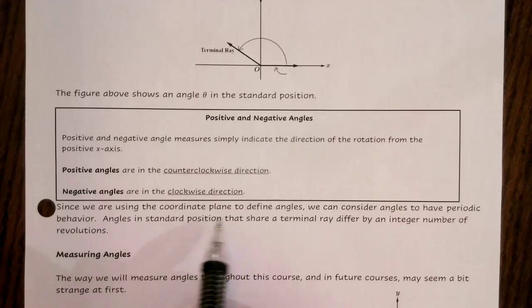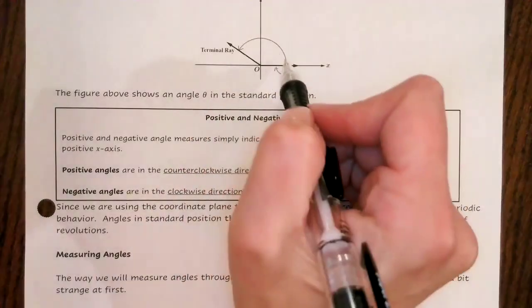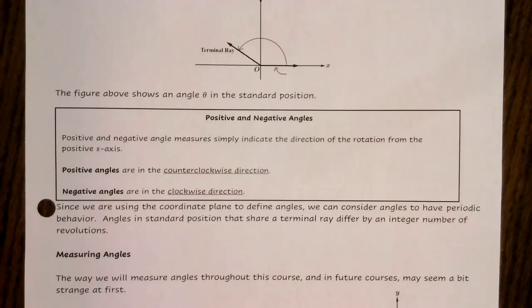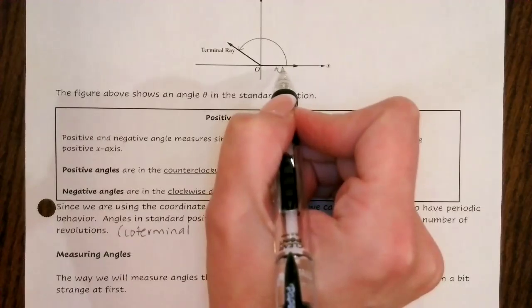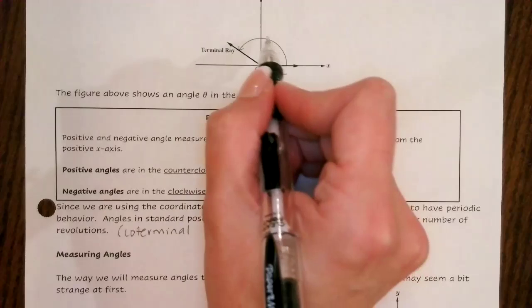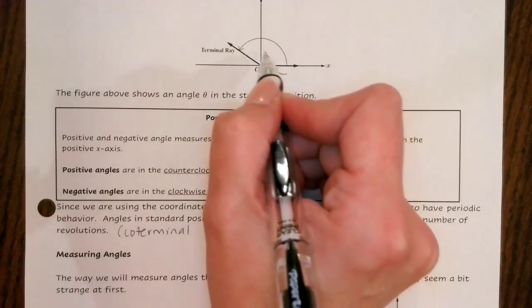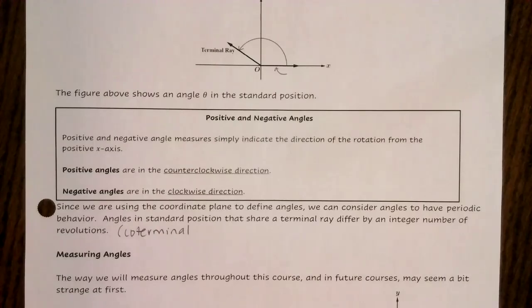It tells us that since we are using the coordinate plane to define angles, we can consider the angles to have a periodic behavior. So we talked about the periodic functions repeating. And so we can say this repeats because as we go around getting angles more and more, those are going to be periodic. It follows that cycle. Angles in standard position that share a terminal ray differ by an integer number of revolutions. These are called coterminal angles. That means that the initial is right here on the positive x-axis, and the terminal falls in exactly the same place. So, for example, this positive angle has a coterminal that goes this way and hits it. It also has a coterminal that goes around one full revolution and then continues up to here. So we have an infinite number of coterminal angles.